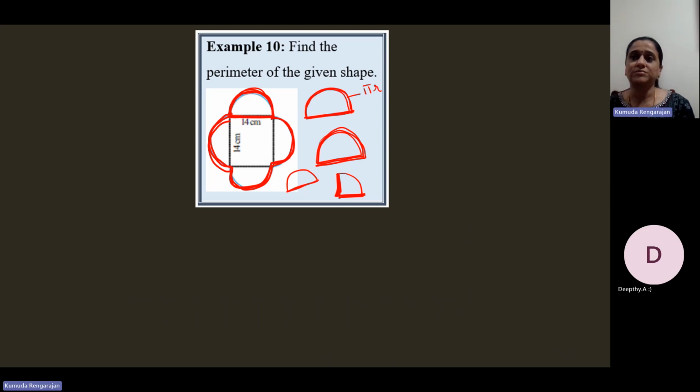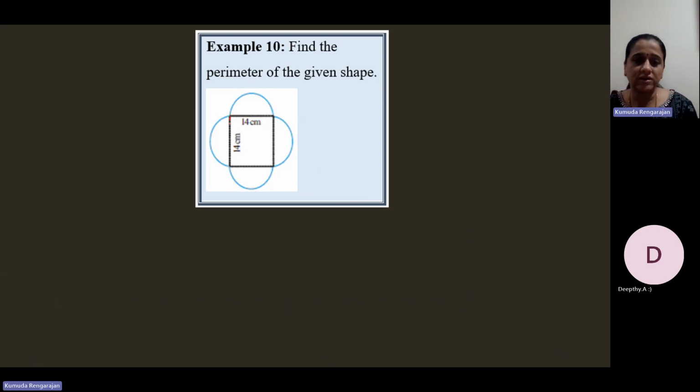This one is the diameter. All right. So 14 here represents D. D is equal to 14. So R is equal to 14 by 2, which is 7. Now the perimeter will be pi R. So pi into 7 plus pi into 7 plus pi into 7 plus pi into 7.